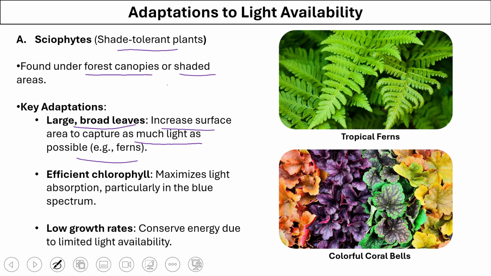They should also have enough chlorophyll to maximize the absorption of light to perform the process of photosynthesis. They also have low growth rate because they want to conserve the energy, because there is only a limited amount of light present and they can only perform a limited amount of photosynthesis.